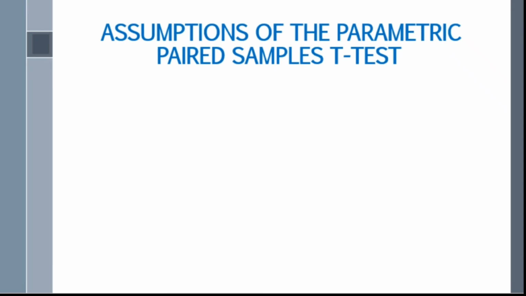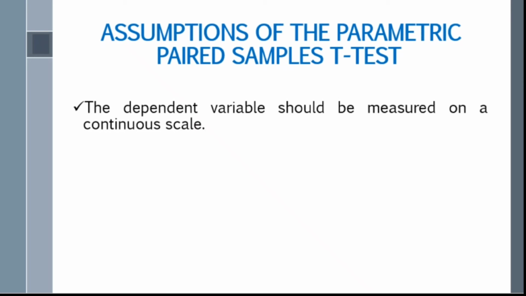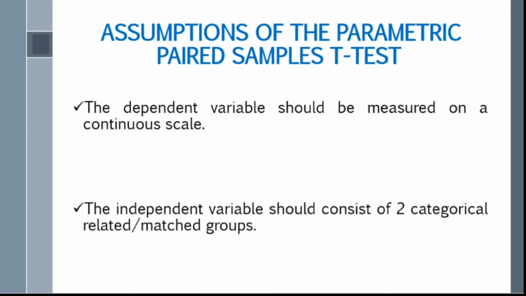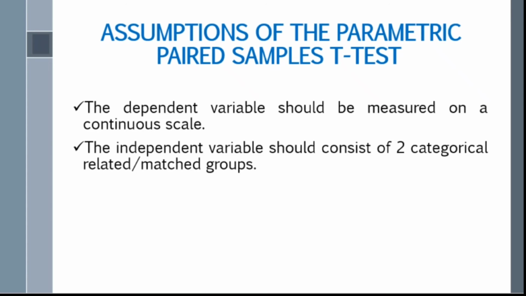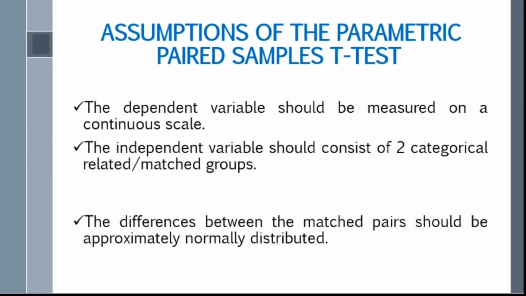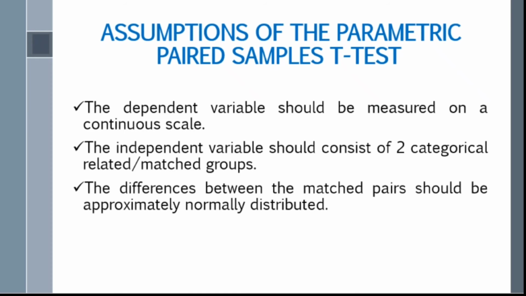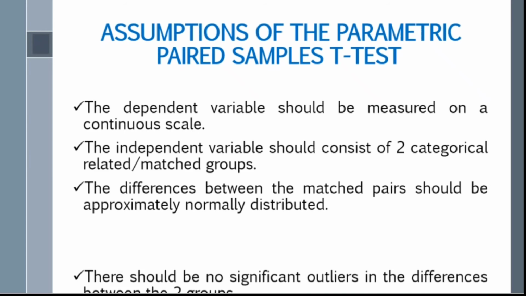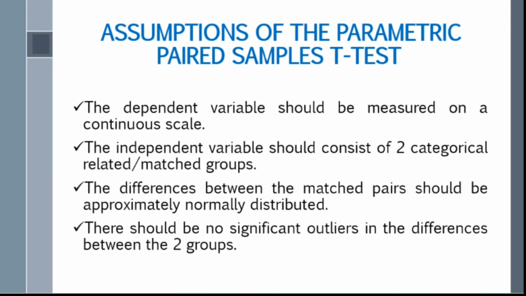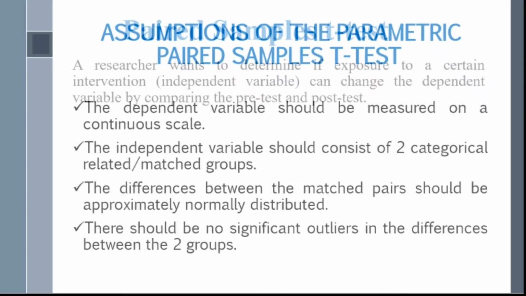Here are the assumptions of the parametric paired samples t-test. The dependent variable should be measured on a continuous scale. The independent variable should consist of two categorical, related, or matched groups. The differences between the matched pairs should be approximately normally distributed. And there should be no significant outliers in the differences between the two groups.